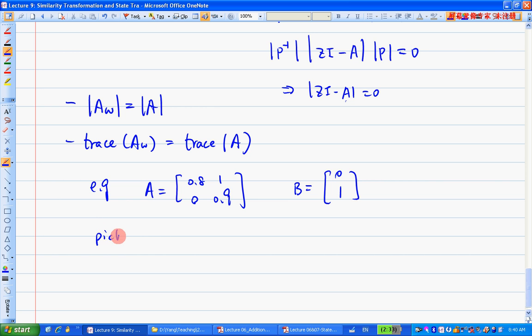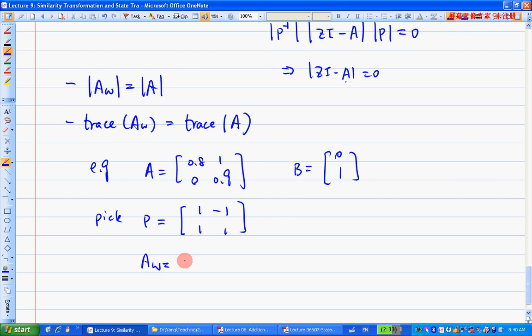If you pick a P matrix as this, so P is 2 by 2 and it's invertible, then AW is P inverse A P. So you do a simple linear algebra matrix multiplication process right here. You're going to put this here.